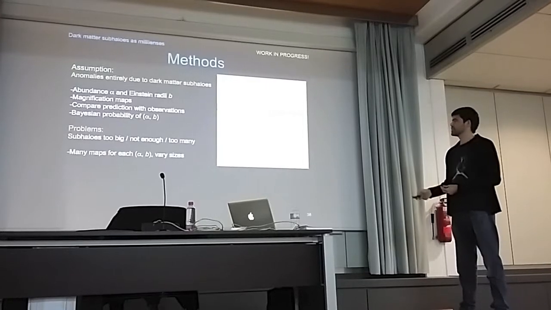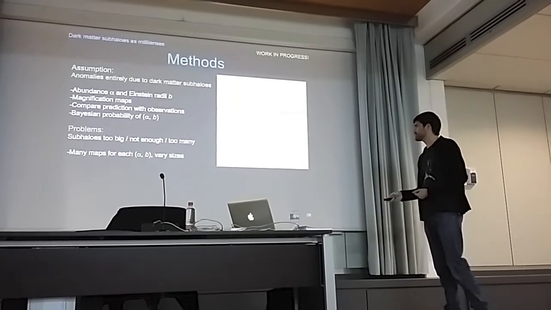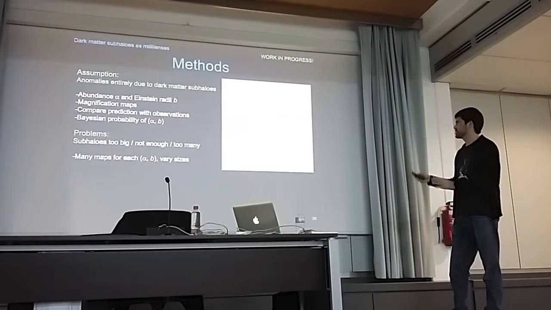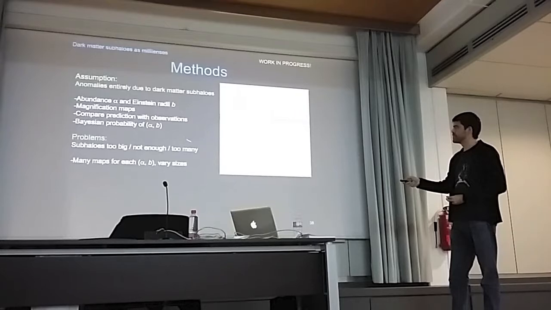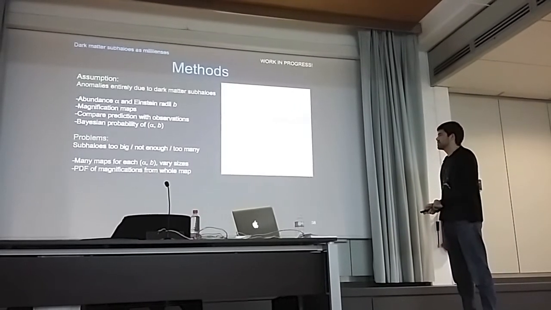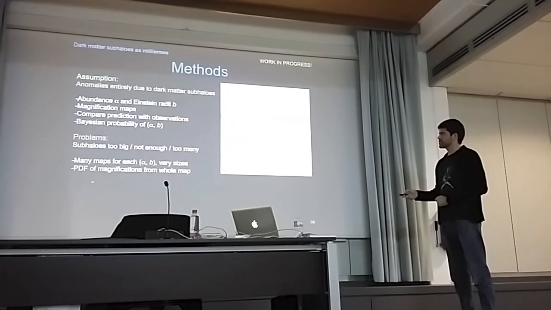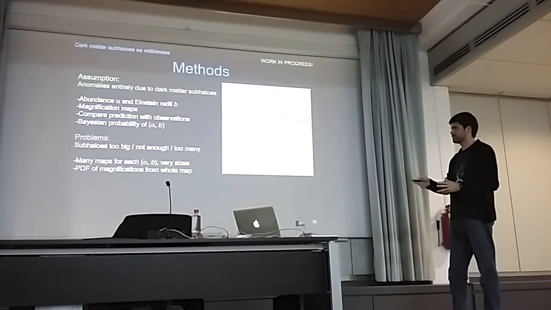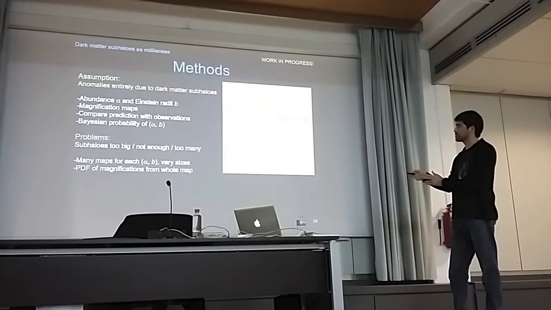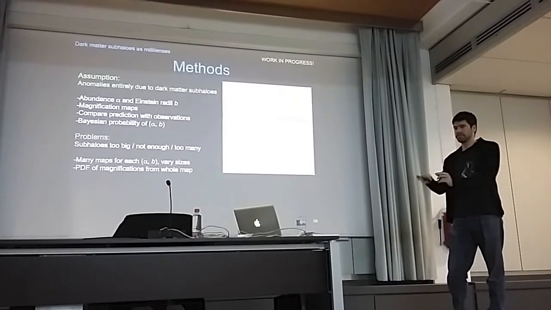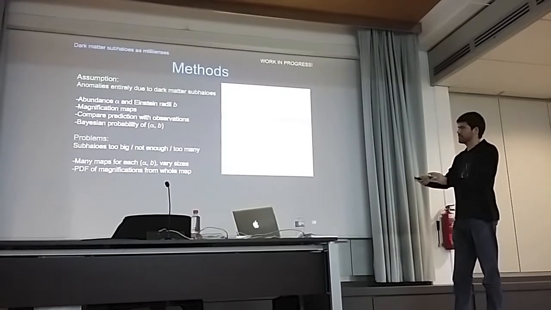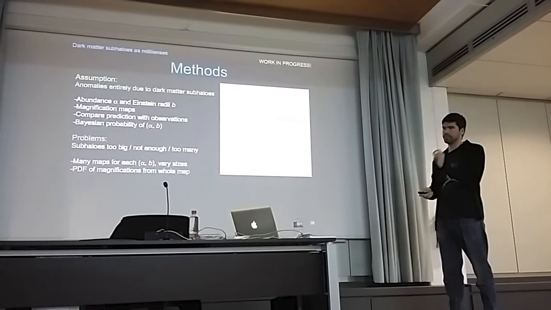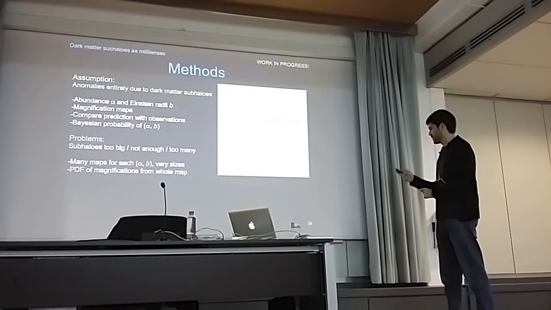So what we have to do is make many maps for each pair of parameters to achieve good statistics, and vary the sizes in case we need to do smaller maps to account for the many halos. And we calculate the probability distribution function of magnification from the whole map. So we sum all the pixels with an anomaly caused by subhalos of between this value and this value, and we do that from minus 5 magnitudes to plus 5 magnitudes in bins of 0.05 magnitudes.